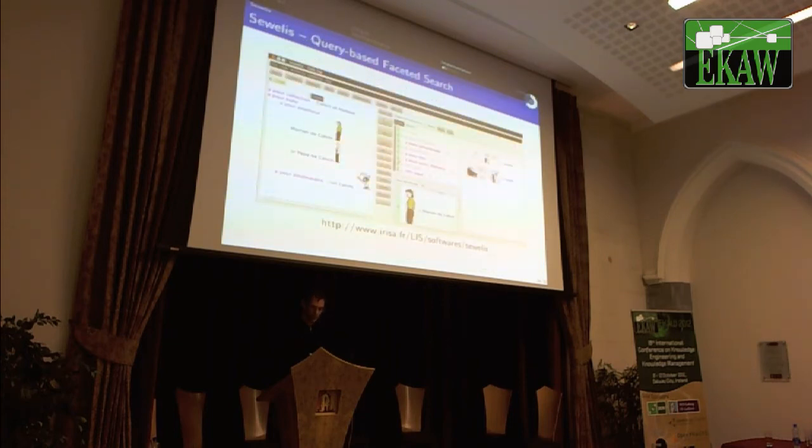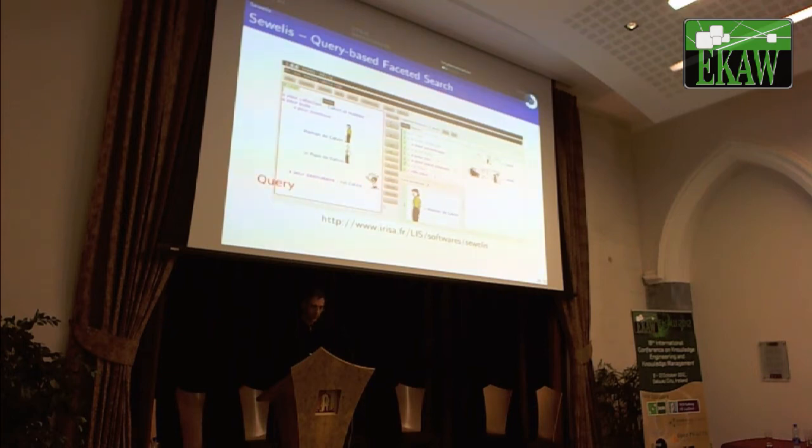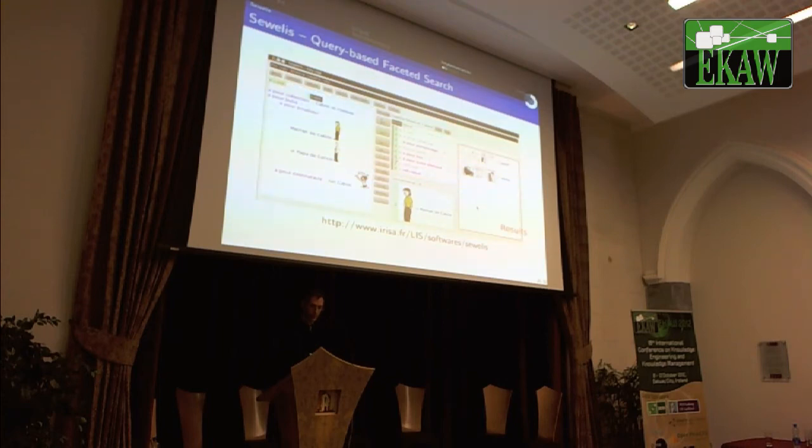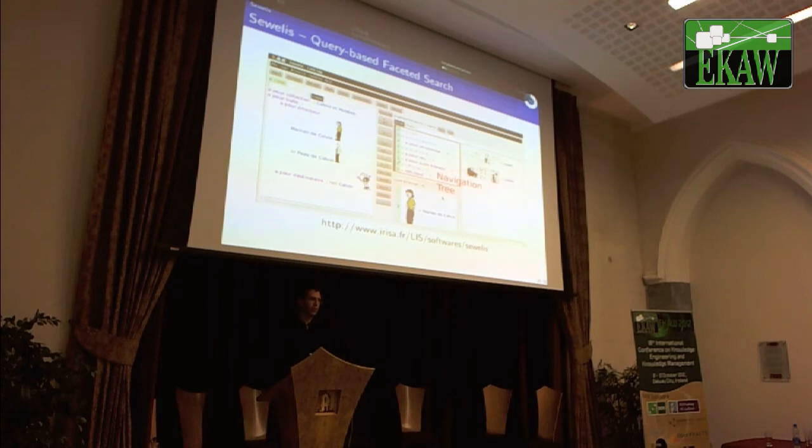So here is the interface. On the left, you have the query, and later, there will be the description. On the right, you have the results. And in the middle, you have the navigation tree, which contains all suggestions, so classes and properties.